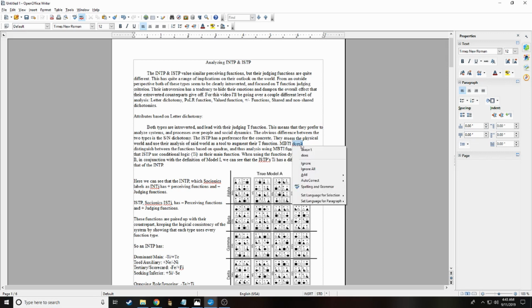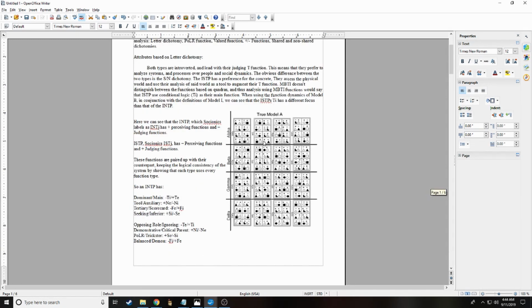MBTI doesn't distinguish between the functions based on quadras, and thus analysis using MBTI functions would say that the ISTP uses conditional logic, TI, as their main function. When using the function dynamics of model B in conjunction with the definitions of model I, we can see that the ISTP's TI has a different focus than that of the INTP.